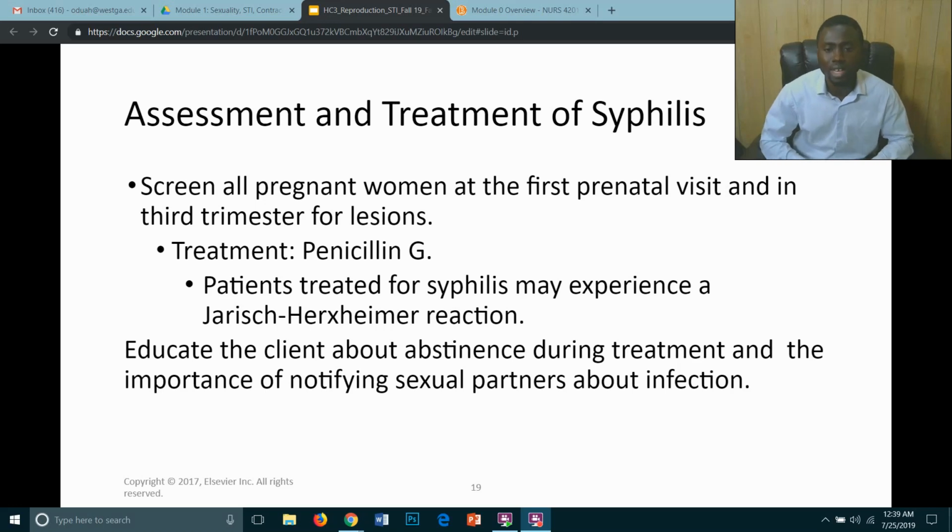So keep clients for 30 minutes after injection to assess for this allergic reaction, and clients should follow up for blood tests and evaluations at 6, 12, and 24 months after treatment of syphilis to make sure that the bacteria has been eradicated from the blood. All sexual partners must also be prophylactically treated as soon as possible, and preferably within 90 days of the diagnosis.